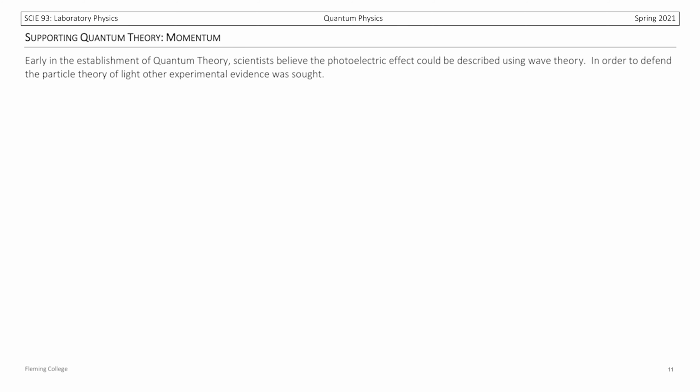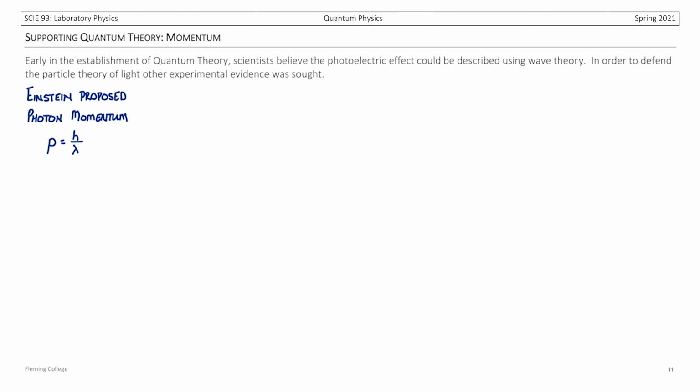In our early look at quantum theory, we saw that there was the photoelectric effect that was better defined by treating light as if it acted like a particle. At the time of its discovery, still many scientists believed the photoelectric effect was just a more nuanced application of wave theory. At that time, Einstein proposed that the photon would carry a momentum, and that could be calculated using Planck's constant and the wavelength. But experimental evidence of this needed to be sought.